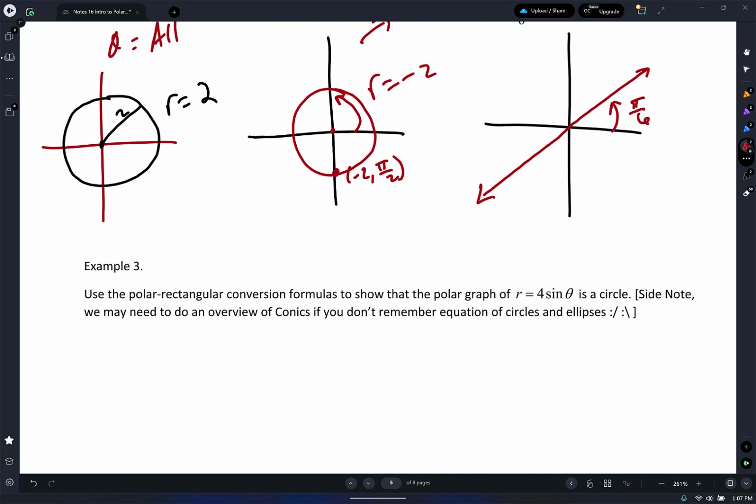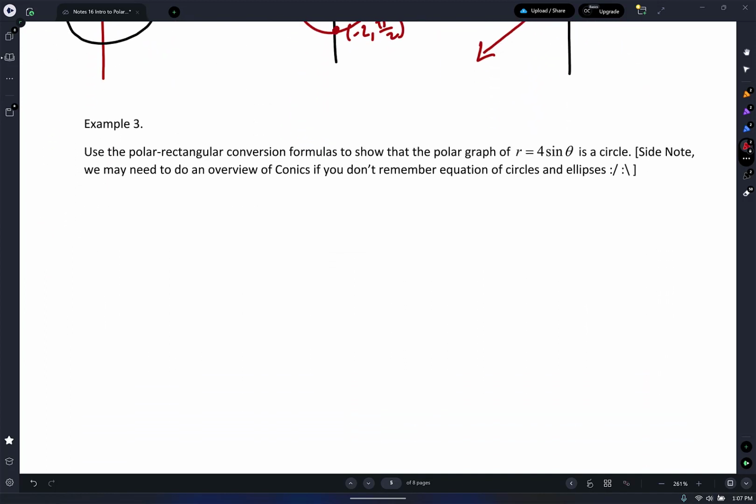Okay. So on this one it says, use polar rectangular conversion formulas to show that the polar graph R equals 4 sine theta is a circle. So I don't know if you were here or not, but when we did equation of a circle, an equation of a circle must look like this. X minus h close it squared plus y minus k close it squared equals r squared. And that's what I want it to look like.